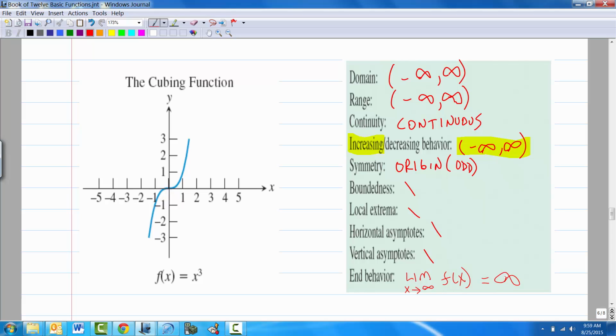So I'm just going to write one of these. The limit as x approaches infinity is infinity. So that's how you're going to write end behavior from now on.